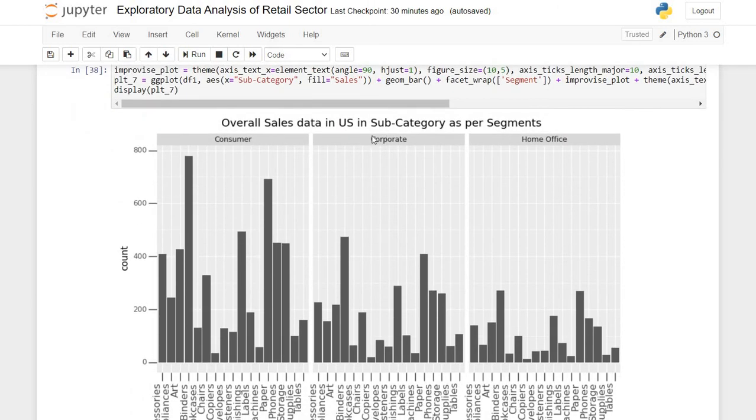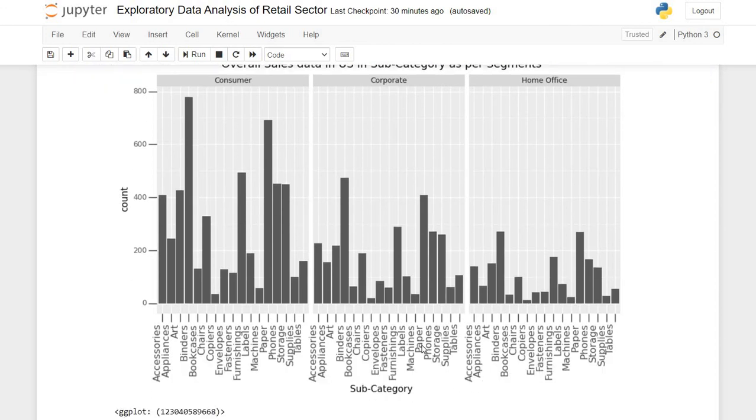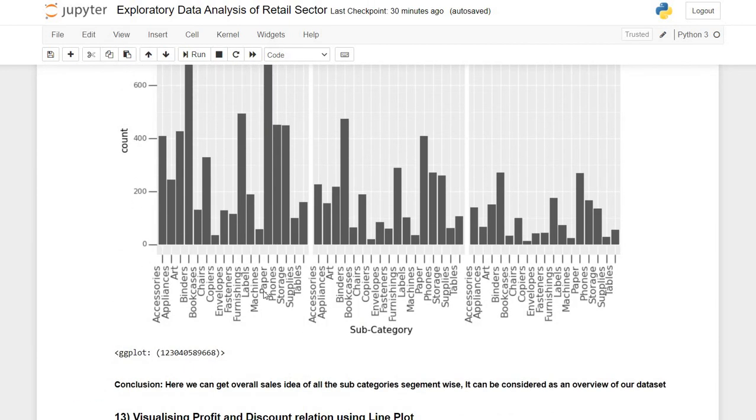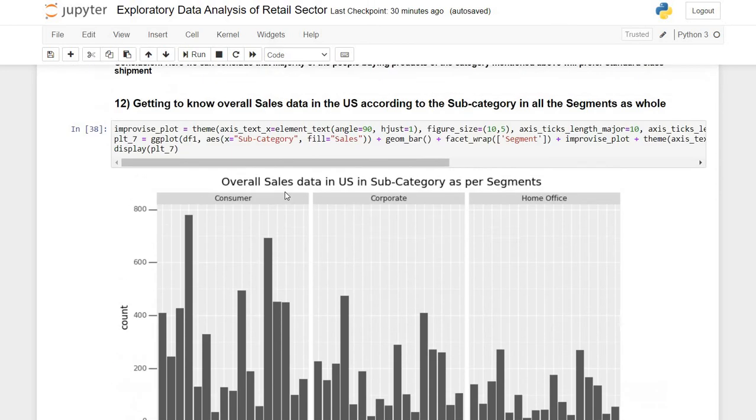In similar ways, in the corporate segment the amount sold via subcategory is shown, and in home office, which has very low values, the count of accessories and the rest sold is shown here. It can be easily inferred that an overall idea of sales of all the subcategories is obtained here segment-wise, and it can also be considered an overview of the sales data of our dataset.